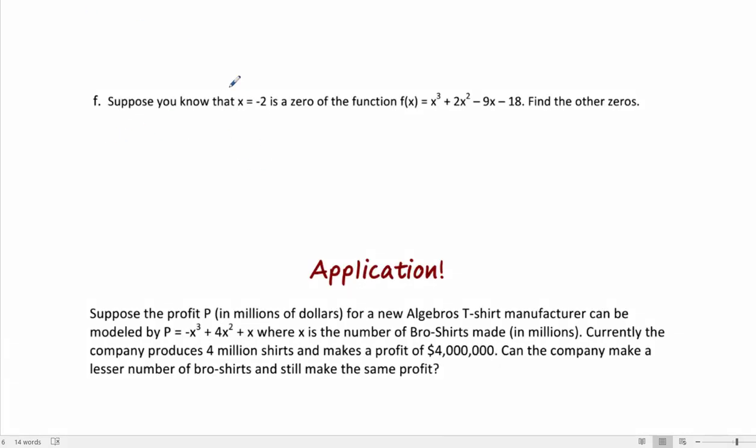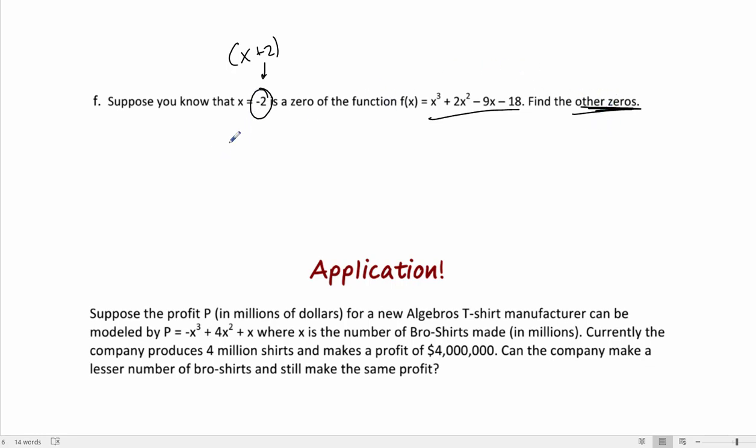All right. So it says, suppose you know that x equals -2 is a 0. Well, we already know what the 0 is. If we didn't know what the 0 was and it said x plus 2 is a factor, okay, that means that, again, the 0 would be -2. Remember, we need the opposite of the binomial. So if it's +2 here, we need a -2. Again, make sure for future reference you know that. It is the 0 of this function. Find the other zeros.